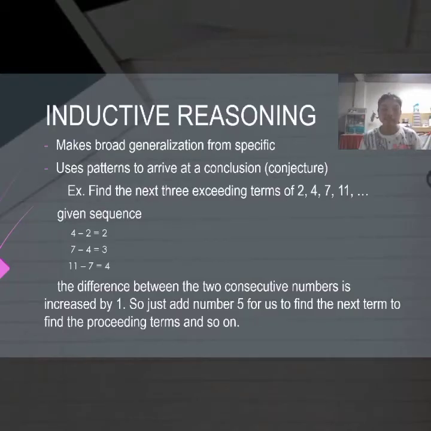So when we say inductive reasoning, it makes broad generalizations from specific cases, and it uses patterns to arrive at a conclusion, which is called a conjecture. Example: find the next three succeeding terms of 2, 4, 7, and 11. Given the sequence, 4 minus 2 is equal to 2, 7 minus 4 is equal to 3, 11 minus 7 is equal to 4. The difference between two consecutive numbers is increased by 1, so we just add 5 to find the next term, and find the succeeding terms and so on.